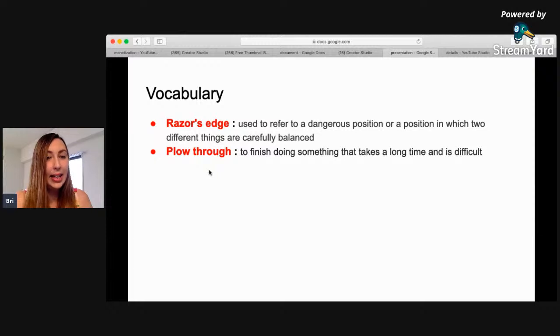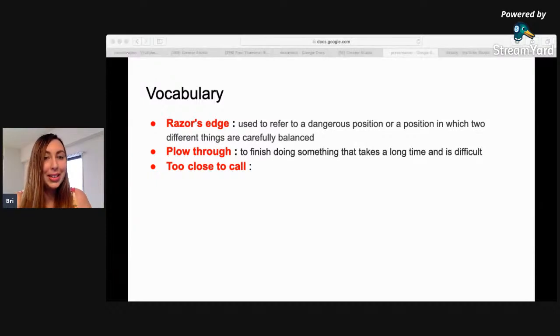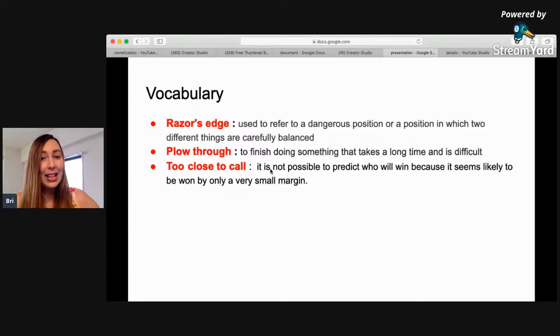Okay, so let's take a look at the next one. Too close to call. Does anyone know what too close to call means? Okay, so too close to call means that it is not possible to predict who will win because it seems likely to be won by only a very small margin. So right now, the US election is too close to call. We're not sure who will win because the winner will only win by a very small margin.